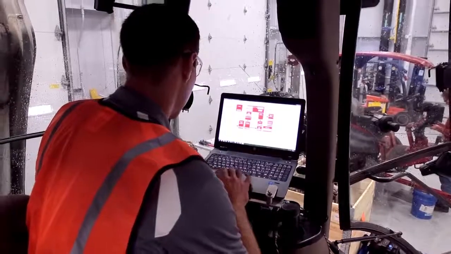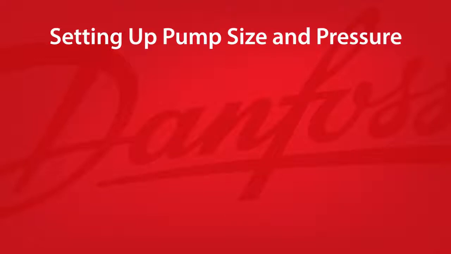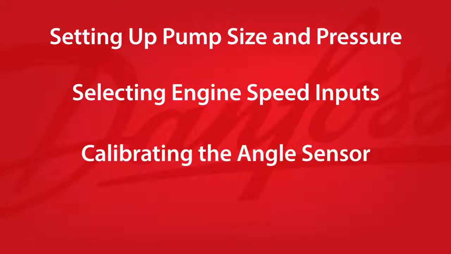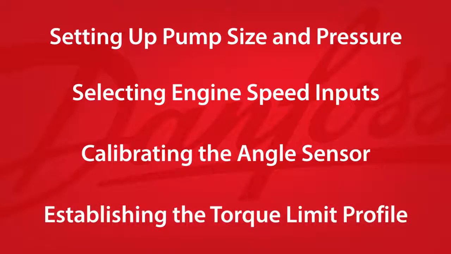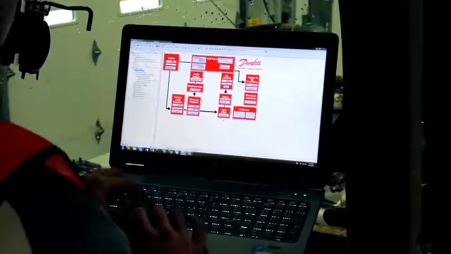Further optimization and tuning may be required to get the most out of your machine's performance. The ETL service tool captures all the functionality required for you to cater the system to your needs. Some of the highlights include setting up pump size and pressure, selecting engine speed inputs, calibrating the angle sensor, and establishing the torque limit profile. Now, let's get started using the Quick Start Guide.